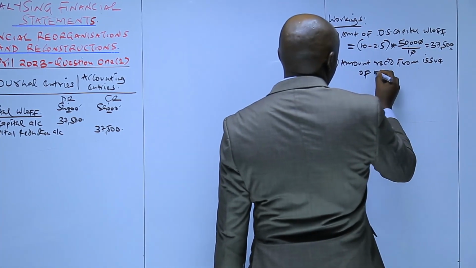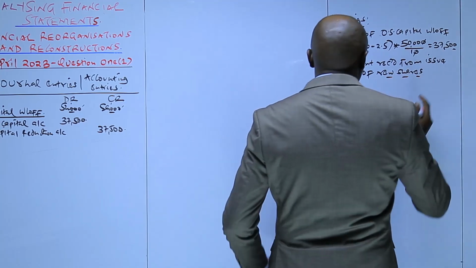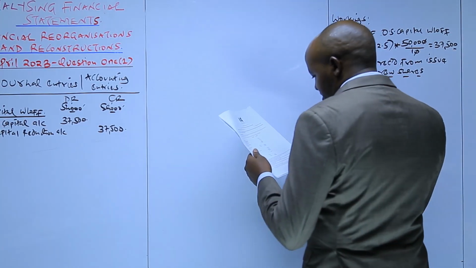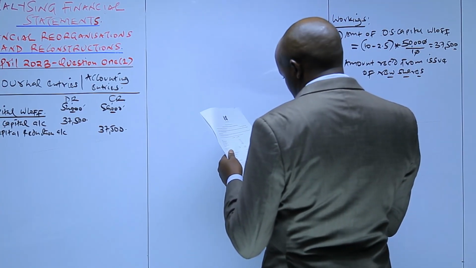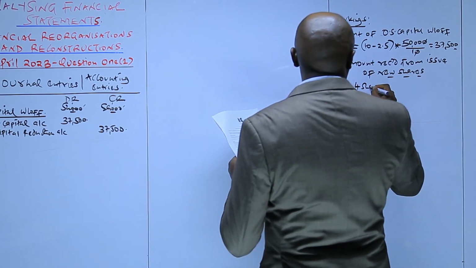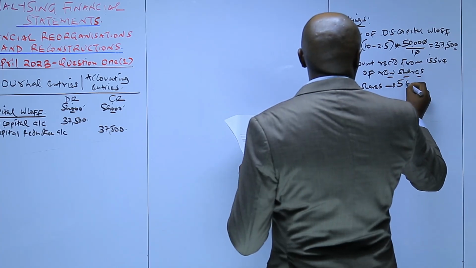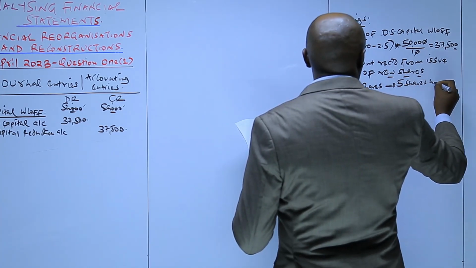Issue of new shares, issue of new shares. So in this case, we are told the existing shareholders will subscribe for a new issue of shares on the basis of 4 shares for every what? For every 5 shares which are held.